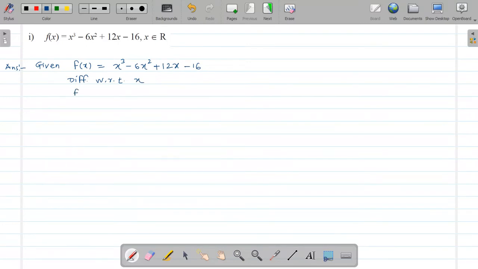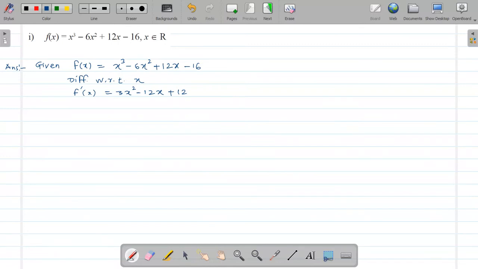Then what will you get? f dash x is 3x square minus, now here x square is there, so the derivative of x square is 2x, so 6 into 2, that is 12x, plus the derivative of 12x is 12, minus the derivative of 16 is 0. Now see, we get the f dash x. Now we have to decide on the real line whether this f dash x is positive or negative. That we have to decide.